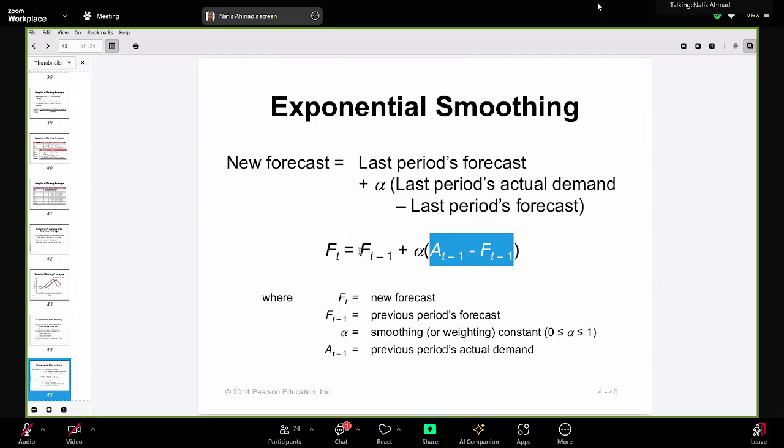Right? So Ft is equal to Ft minus 1 plus alpha times (At minus 1 minus Ft minus 1). Very important equation. You have to memorize this. In the case of alpha, which is known as the smoothing constant, it varies from 0 to 1, as I mentioned earlier. And the value of alpha will be provided in examples or questions.